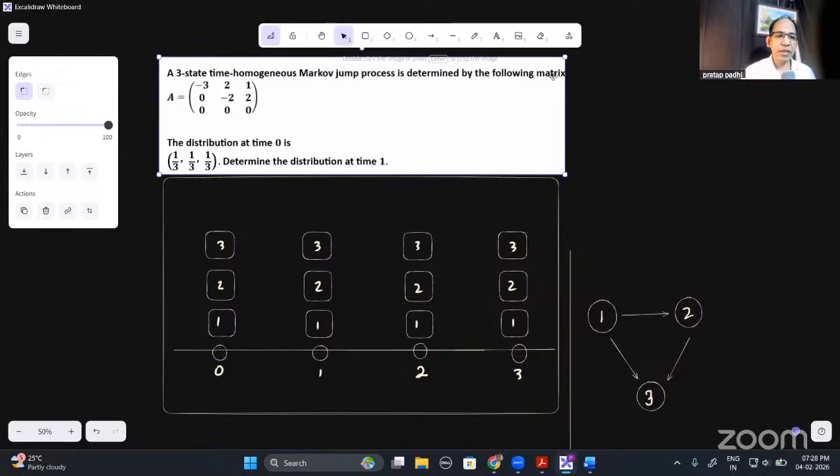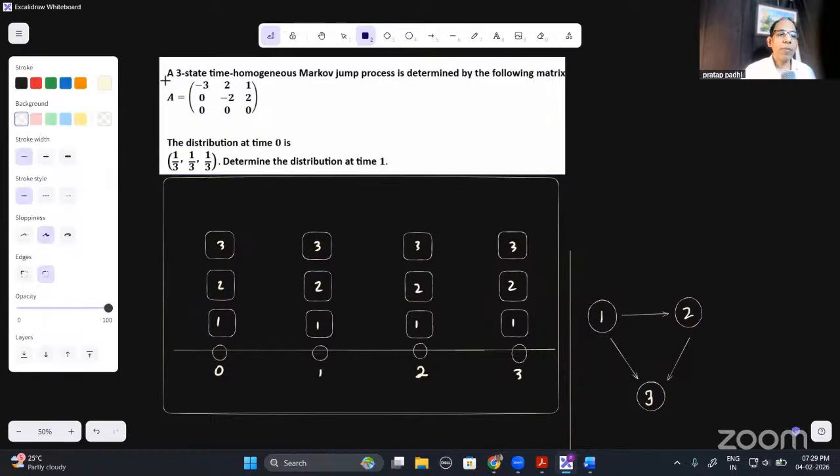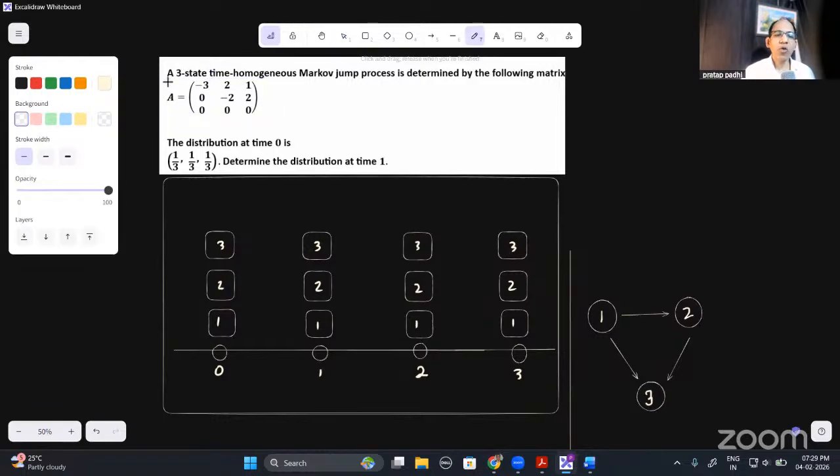The matrix is given. The distribution at time 0 is given as 1/3, 1/3, 1/3. Determine the distribution at time 1. That means these probabilities at 1, 2, 3 are given, and the transition matrix is not given. This is not a transition matrix, this is a generator matrix. If you get a transition matrix, then the work is done, but it's a generator matrix.